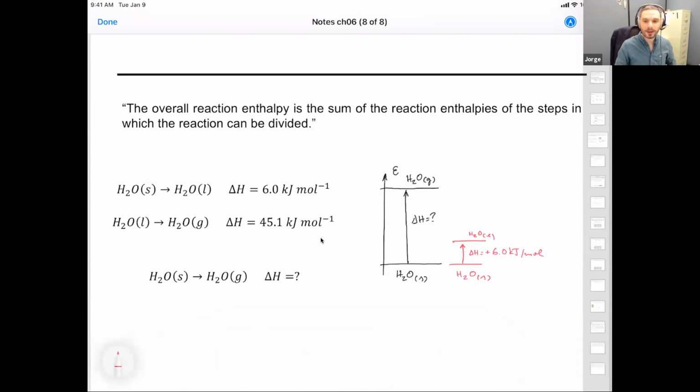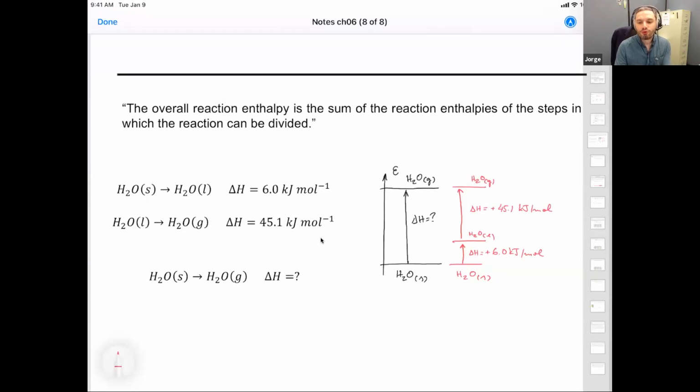And we also have the second small step going from liquid to gas. So now we have the second and final step going from liquid all the way to gas. And then here we have a delta H of plus 45.1 kilojoules per mole.